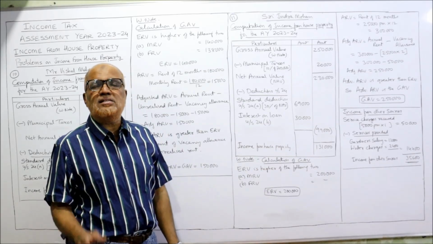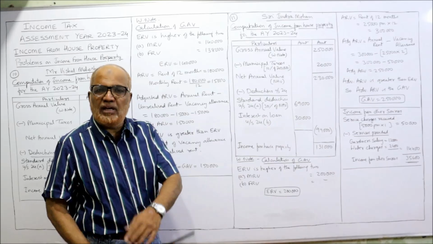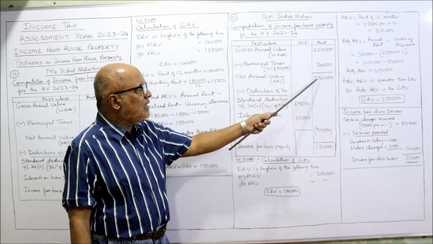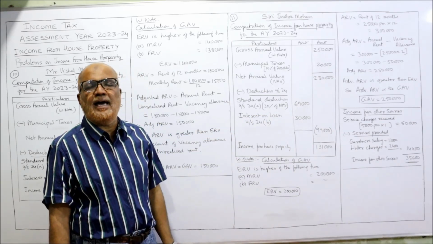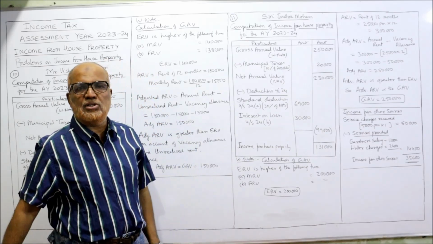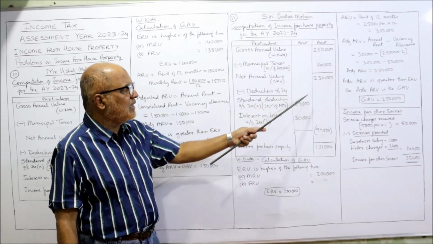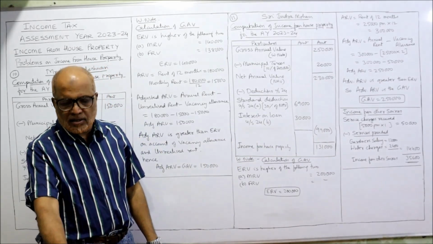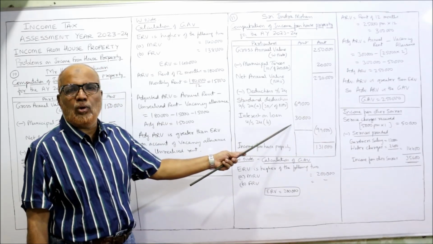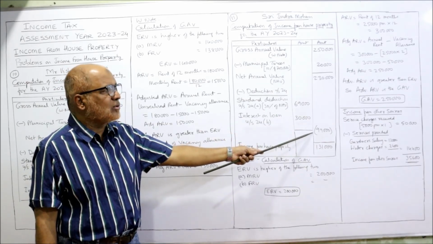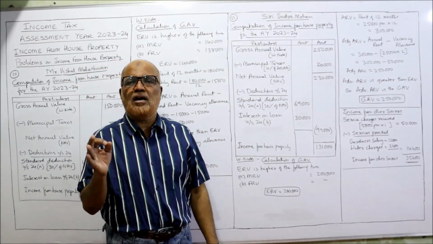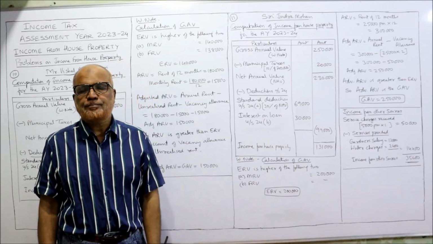Less municipal taxes, 10% of MRV as given in the problem. So 10% of 2 lakh comes to 20,000. Deduct 20,000, 2 lakh 30,000 is the NAV, net annual value. From this, standard deduction 30%. 30% of 2 lakh 30,000 is 69,000. Interest on loan given in the last line, 30,000. 30,000 interest on loan. Total 99,000. 2,30,000 minus 99,000, 1,31,000 is the income from house property.